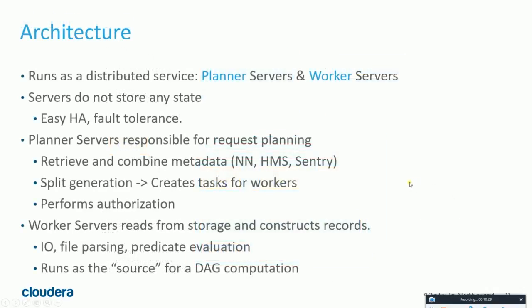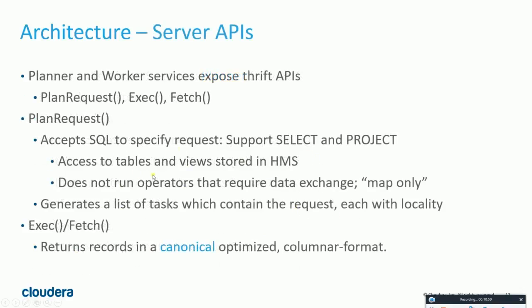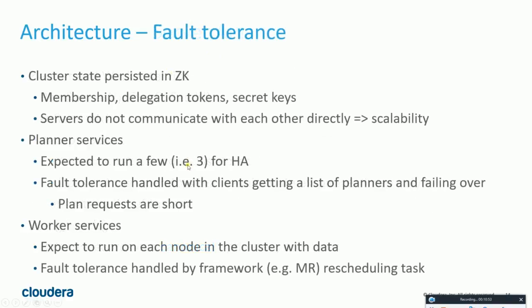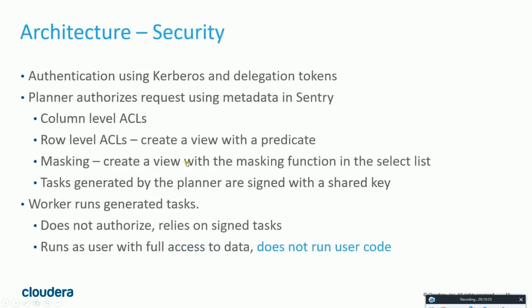Here we have the description of the planner service. It's responsible for metadata, for creating tasks, and performing authorization. The worker reads from the storage and constructs the records, so it's doing a lot of I/O, file parsing, and then runs the DAG computations. Here are the APIs, we don't want those. Here's fault tolerance. Oh, here's the architecture for the security, which is where we talked about Kerberos and delegation tokens to use as authentication.